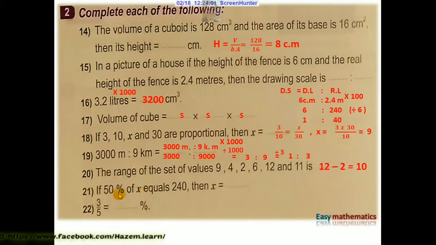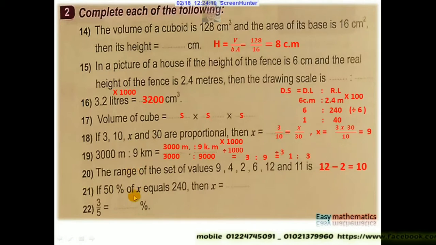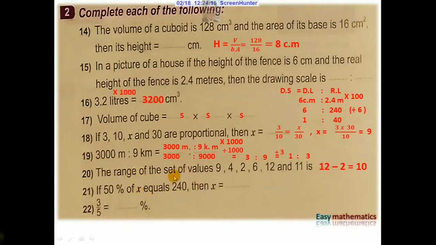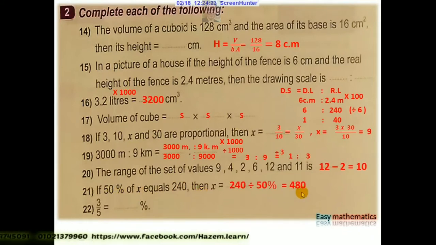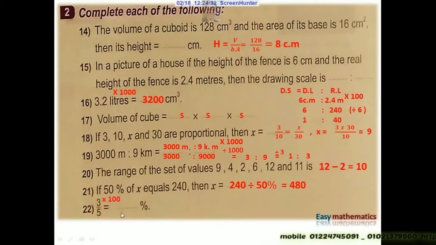21, 50% of x equals 240. We have a slide before; "of" here means times, and x here is a missing number. How to find this missing number? By doing the opposite operation. It means to find x, we must divide 240 by 50%, like that. It will be equal 480. Finally, 3 over 5, how to change it into percent? By multiplying it by 100, it will be equal 60%.